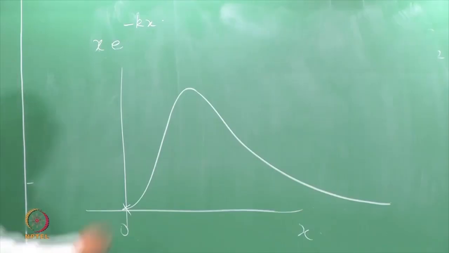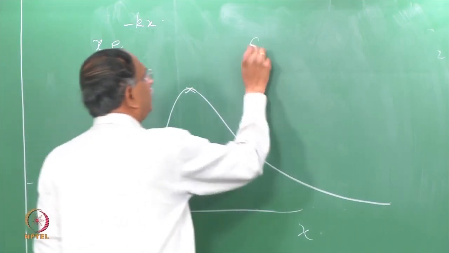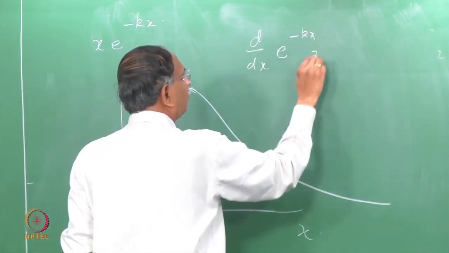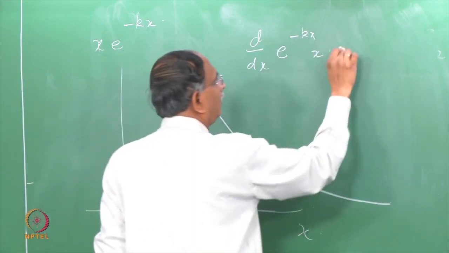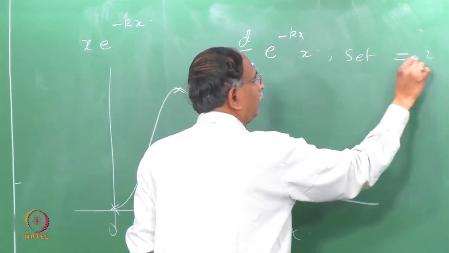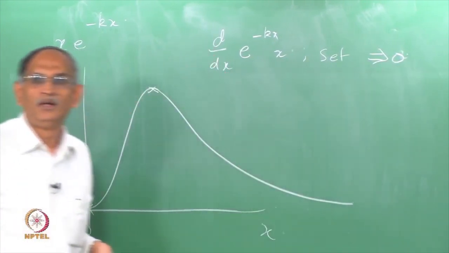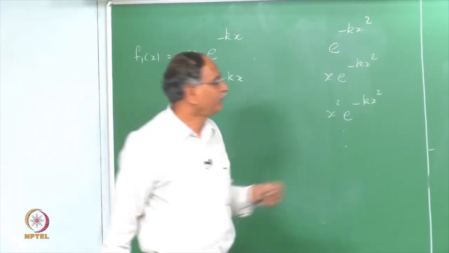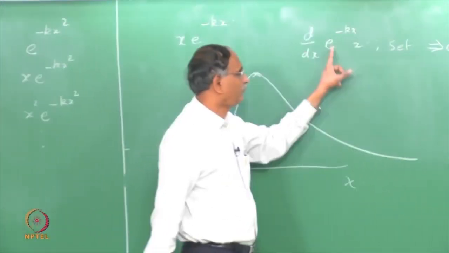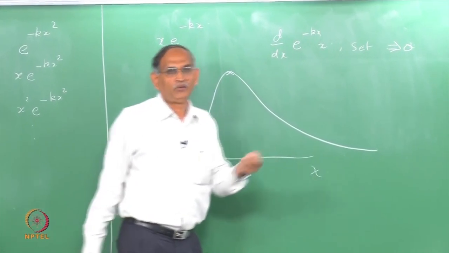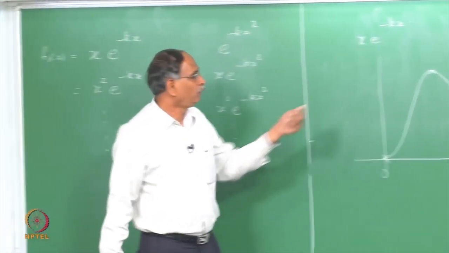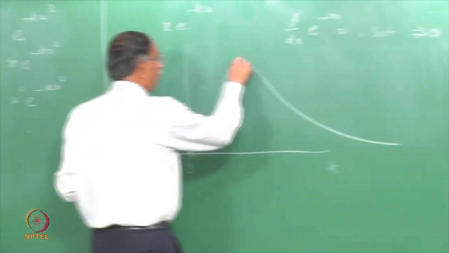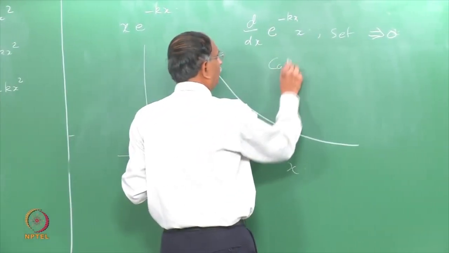Okay? And how do we determine this maximum? We take the derivative of this function, e to the minus kx, x, and then set that equal to 0. Then you will find out that the function has a maximum. Okay? The derivative of this is clearly, it's a uv, so you can do that. And when you set the derivative to be 0, you will get a value for the maximum. Okay? So that's the maximum here. That's an exercise. Calculate the maximum.